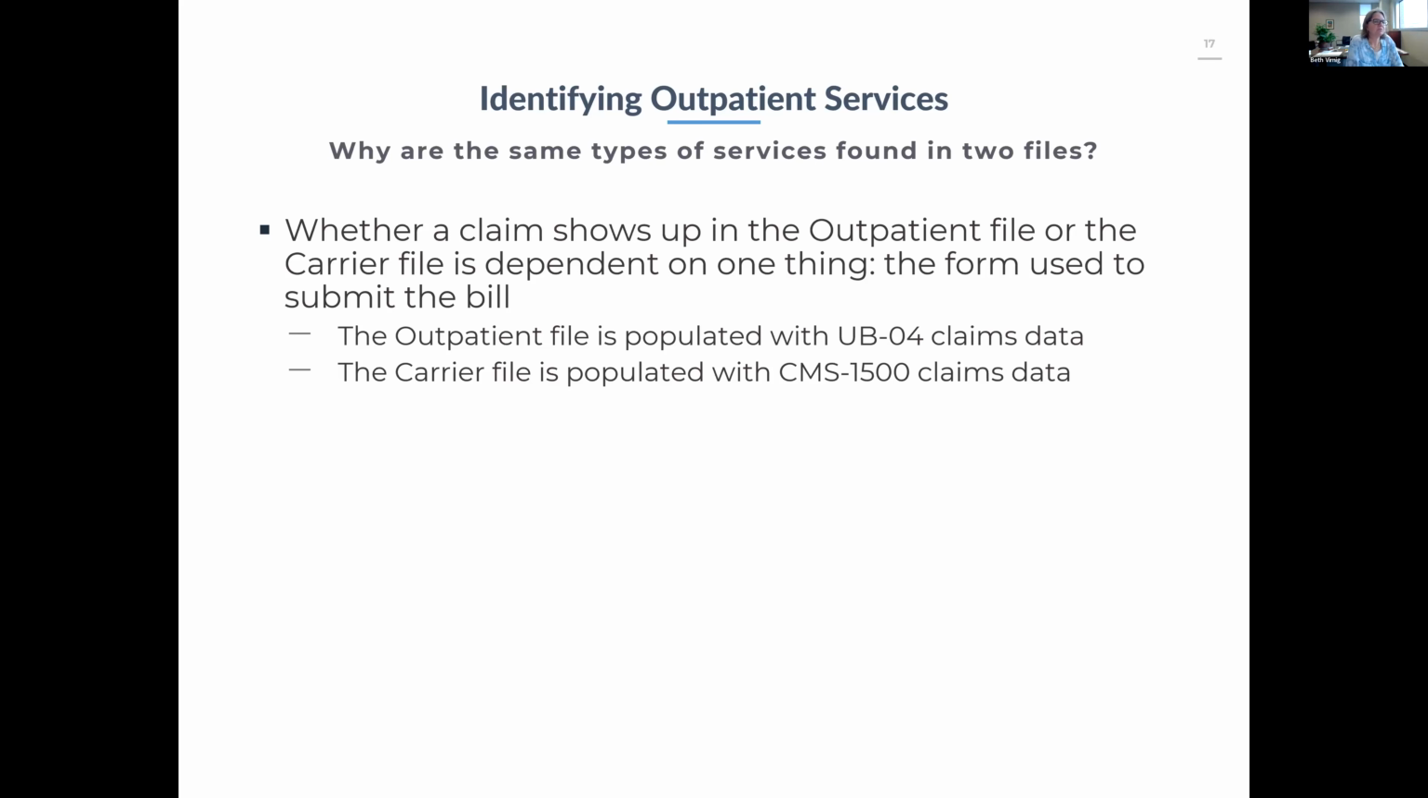The outpatient file uses the UB04, and the only entities that use the UB04 are entities that also have Part A covered services. The carrier file is populated with CMS 1500, and that is because they do not provide Part A covered services. And so therefore they do not use the Part A form.